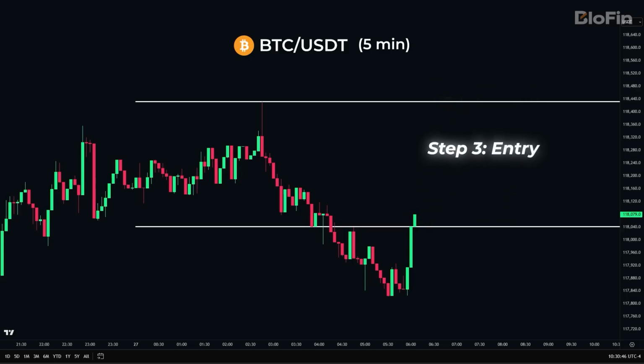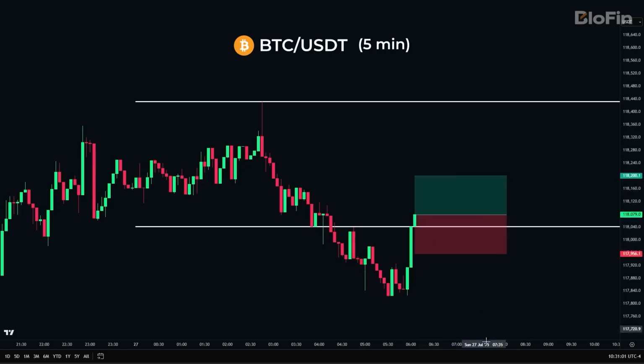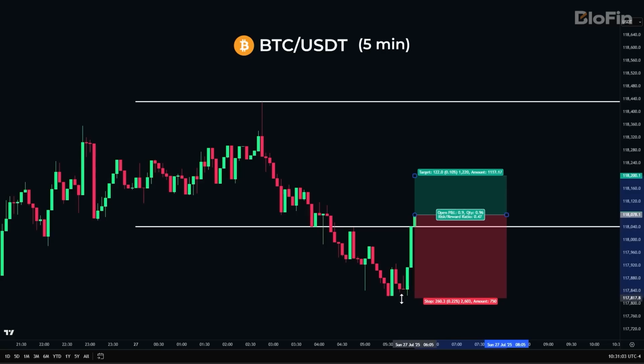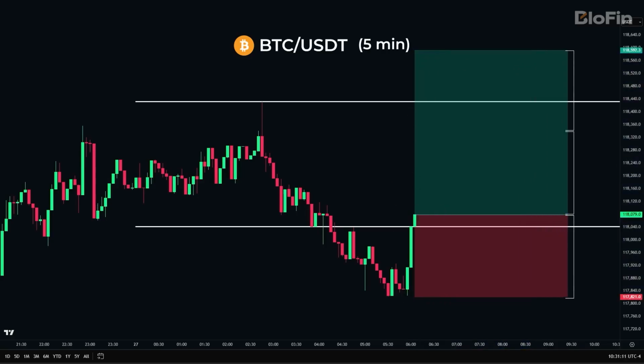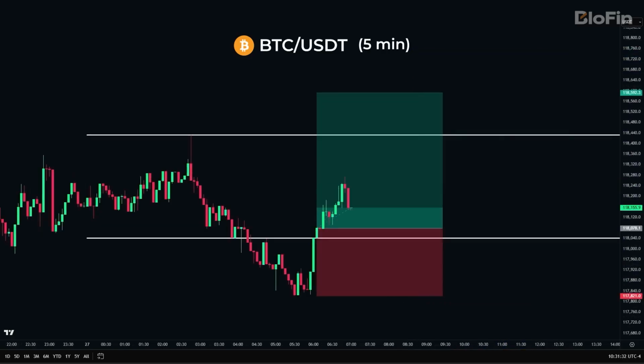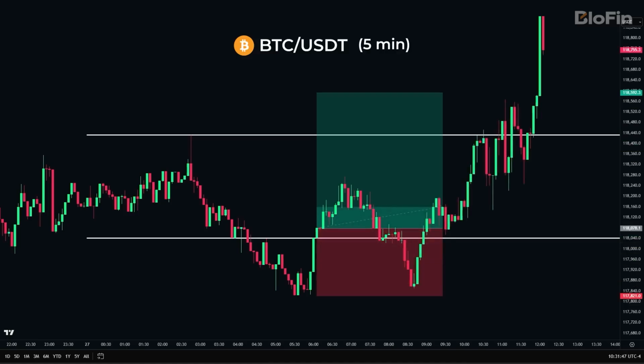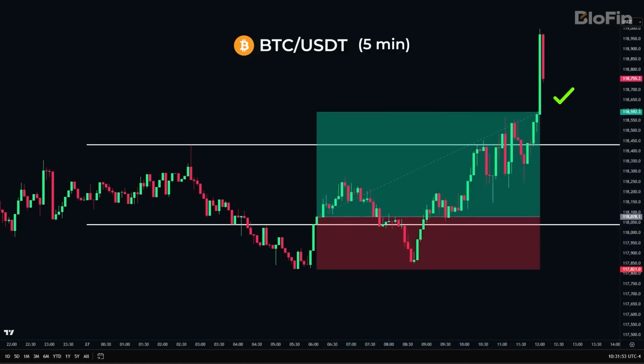Now we move to step 3, which is our entry. Since price broke the range low and then re-entered, this is a signal to go long. For the stop loss, we place it at the exact low of the breakout move, and for the take profit, we set it at 2 times the size of our stop loss. As you can see here, price moves up and hits the take profit target.